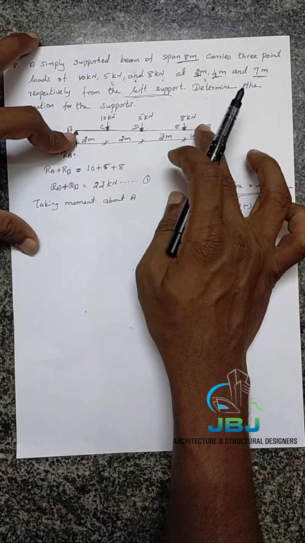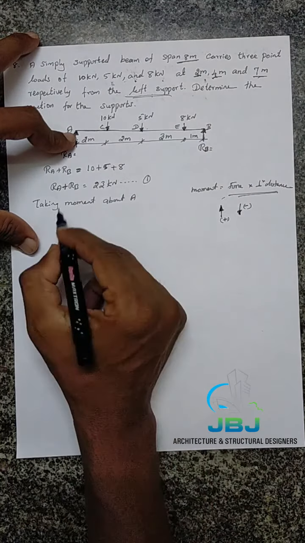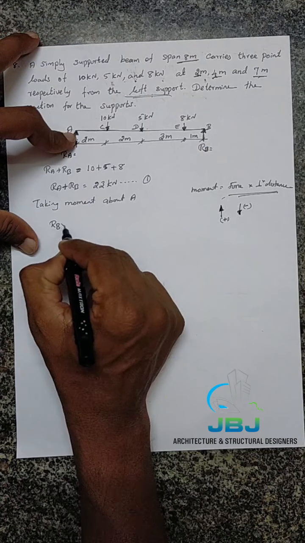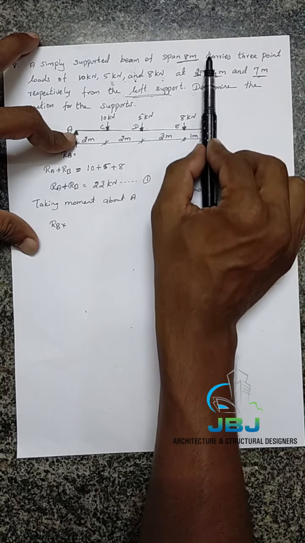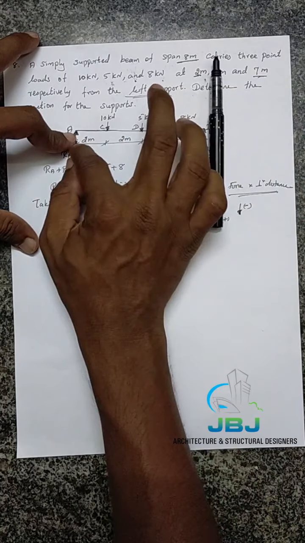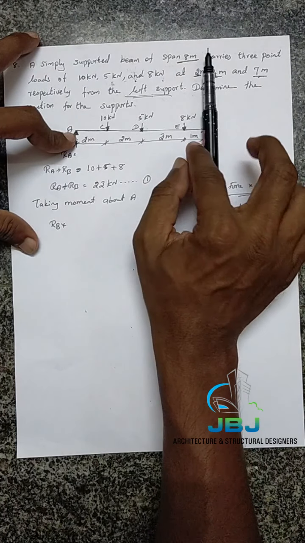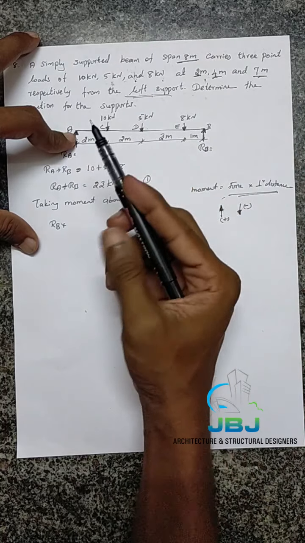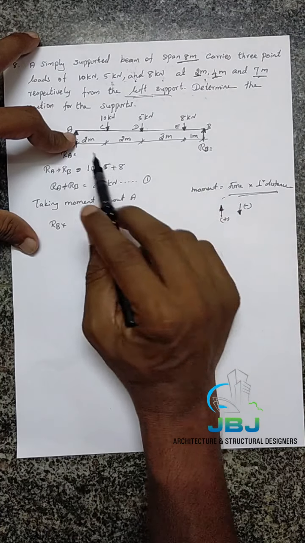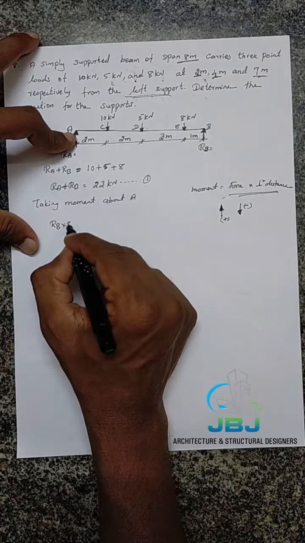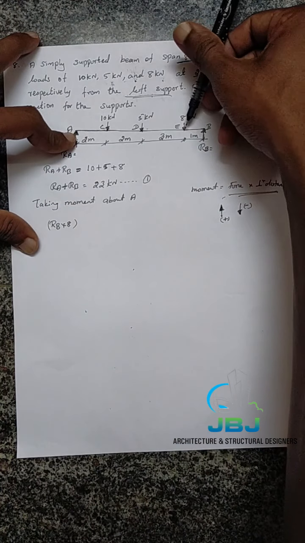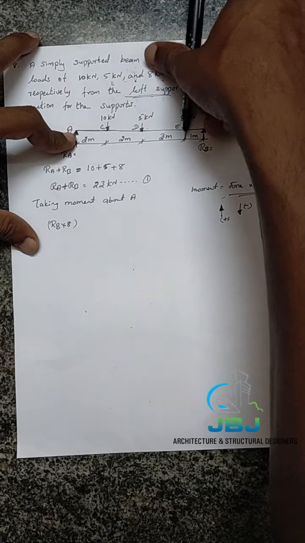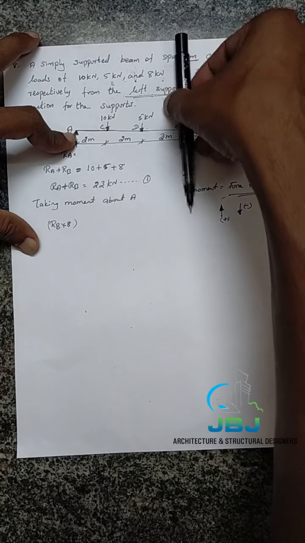Here RB is acting in the upward direction, so RB is positive. RB into what is the perpendicular distance? This is the direction of the line of force, right? So what's the distance? This is the force, this is the distance: 2 plus 2 plus 3 plus 1, that is 2, 4, 7, 8 meter. Then here one force which is acting in the downward direction, so this is the direction of force, right?